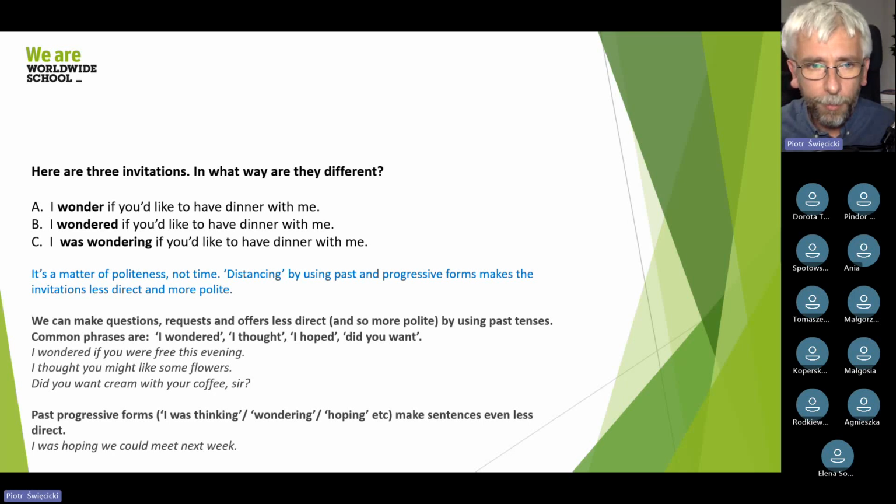Short explanation: we can make questions, requests, and offers less direct and more polite by using past tenses. Common phrases are: I wondered, I thought, I hoped, did you want? I wondered if you were free this evening. You see, you use the past tense and you adjust the formality to a higher level here. I thought you might like some flowers. You see, I thought, past, might, past.